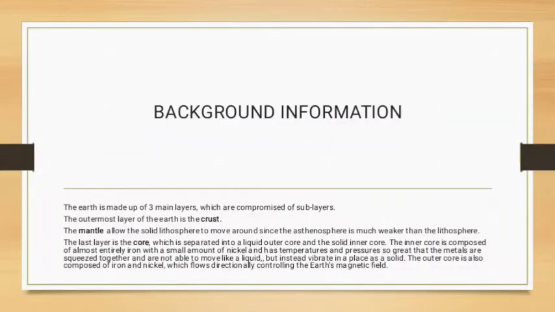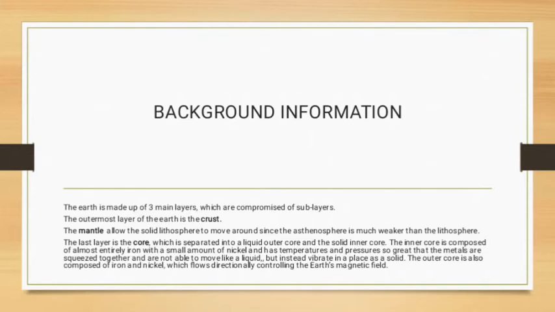Background information. The Earth is made up of three main layers, which are comprised of sub-layers. The outermost layer of the Earth is the crust. The mantle allows the solid lithosphere to move around since the asthenosphere is much weaker than the lithosphere. The last layer is the core, which is separated into a liquid outer core and the solid inner core.